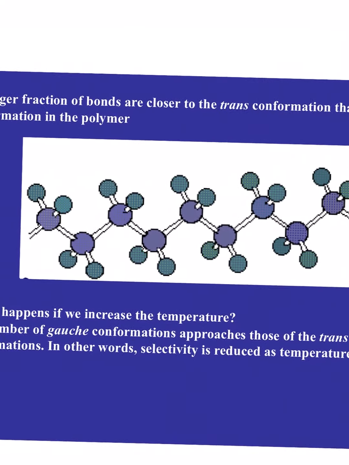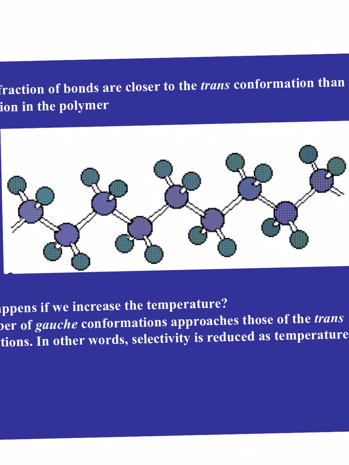So under normal circumstances, a larger fraction of the bonds are closer to the trans conformation than the gauche conformation. So sitting here at room temperature, most of the hydrogens in the polyethylene chain will have that lower energy trans conformation. All right, that should make complete and total sense to you at this point.